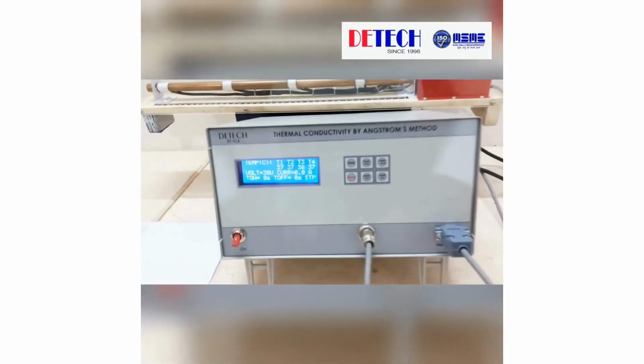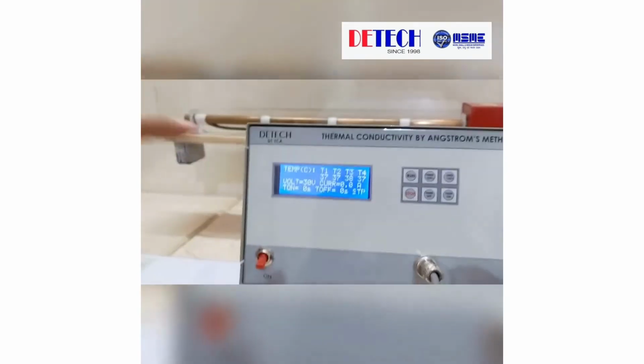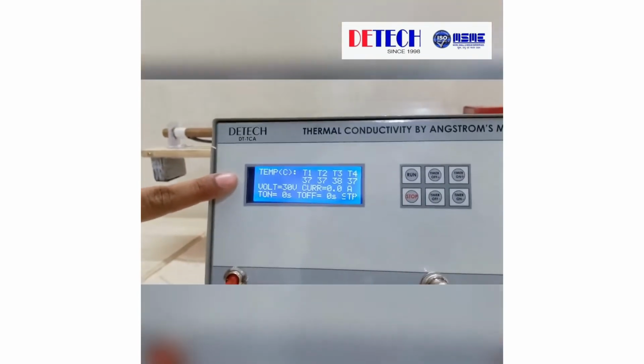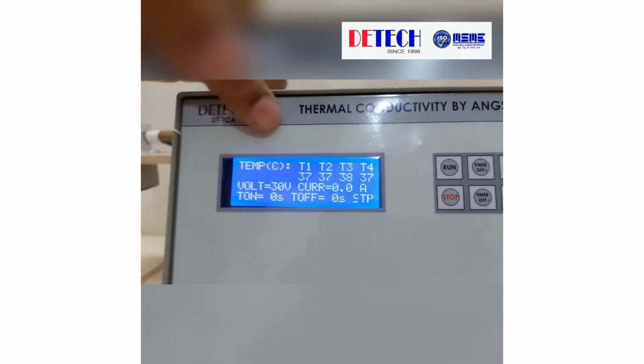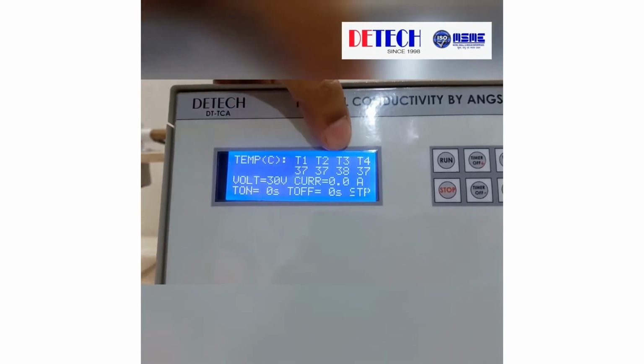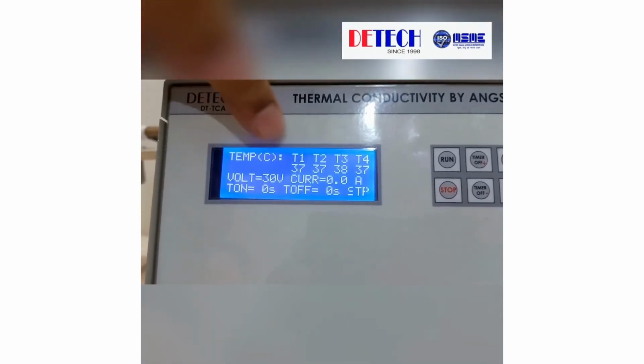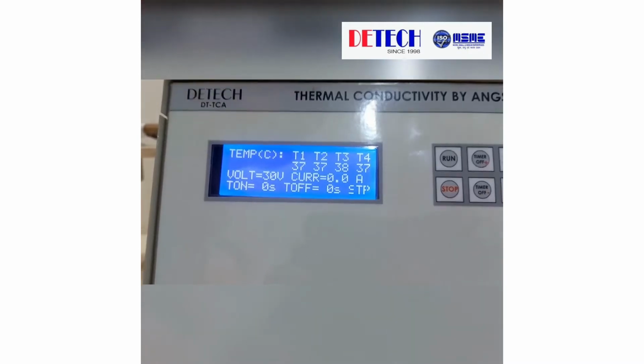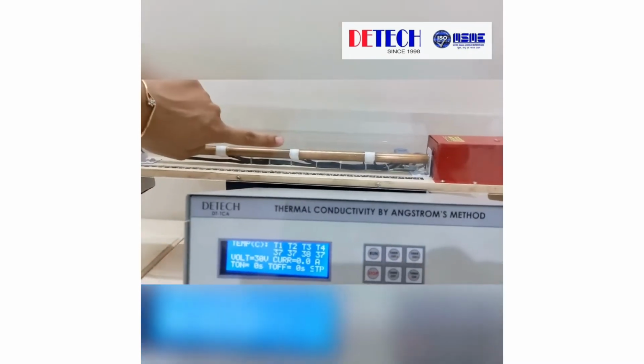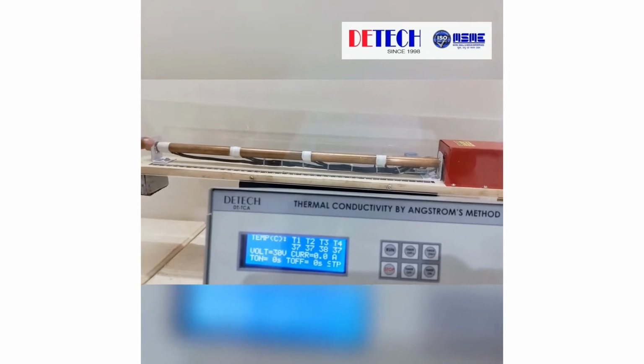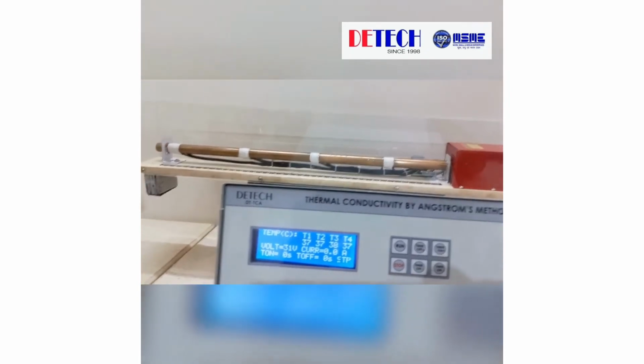We will switch on this main unit. So as you can see in the LCD display given over here, there are 4 temperature sensors T1, T2, T3 and T4. T1 is the sensor which is closest to the heater. This is T1, this is T2, this is T3 and this is T4 which is the farthest from the heater.